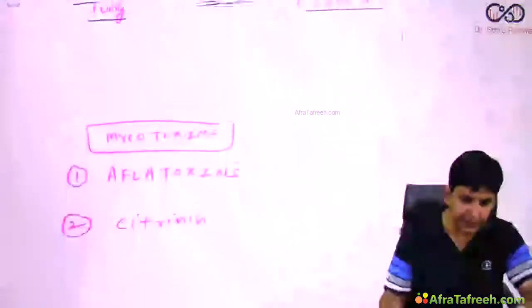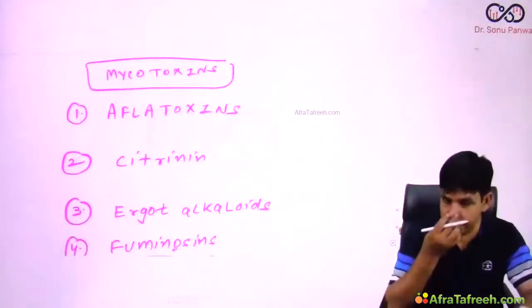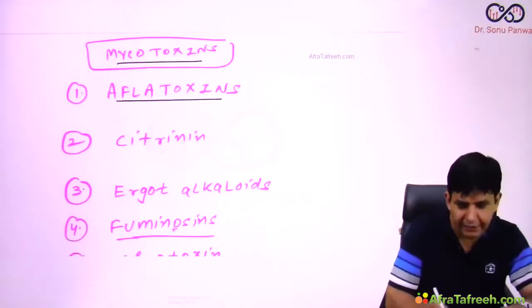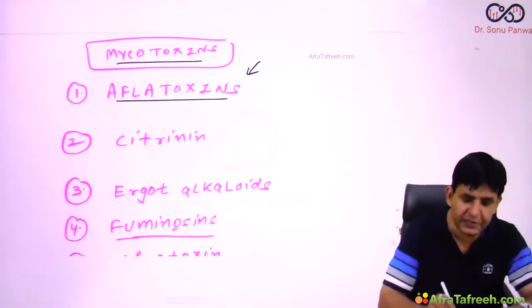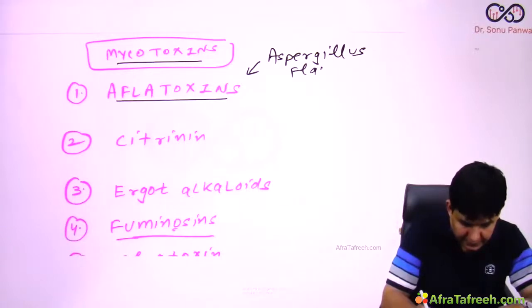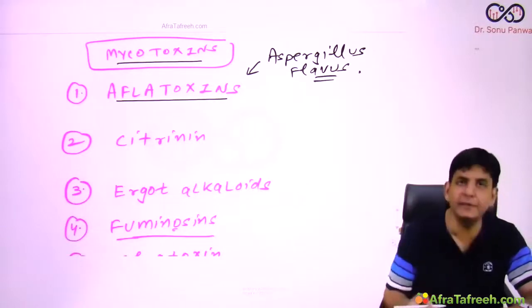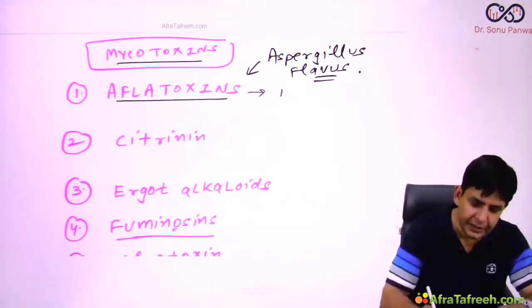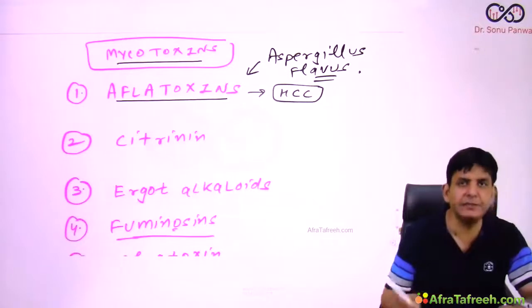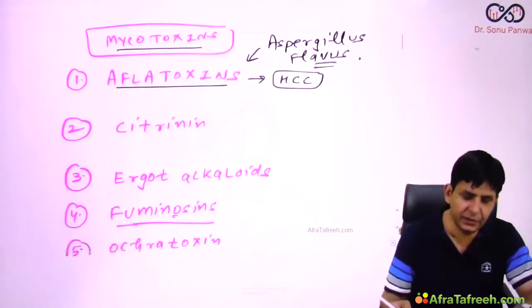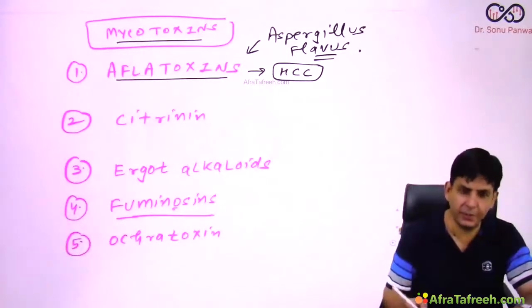Then in the last, something about the mycotoxins, just the names and all. Mycotoxins are there like aflatoxin, and you know which organism secretes it, that is mainly Aspergillus flavus. This particular species of Aspergillus secretes aflatoxins, and aflatoxin leads to HCC, hepatocellular carcinoma.